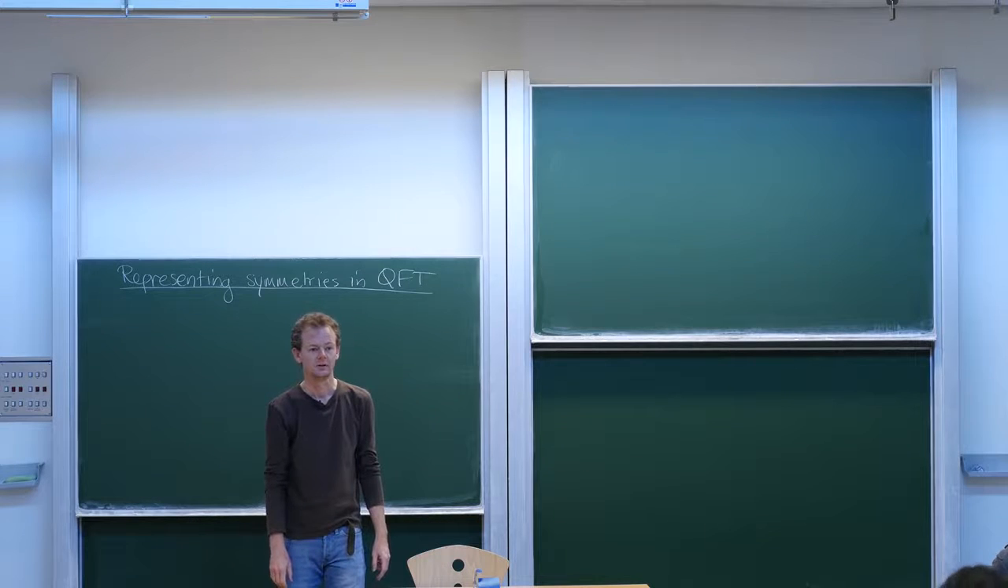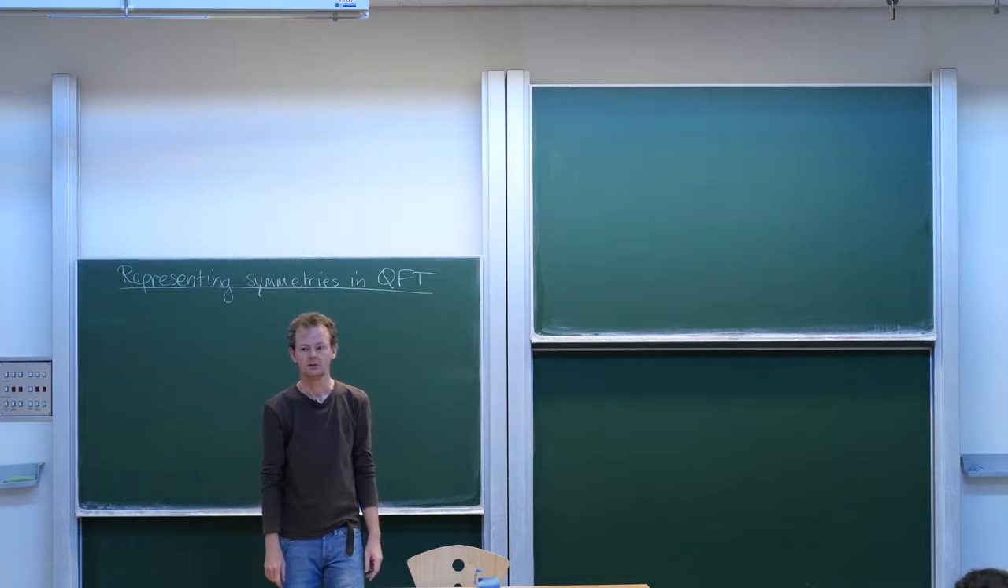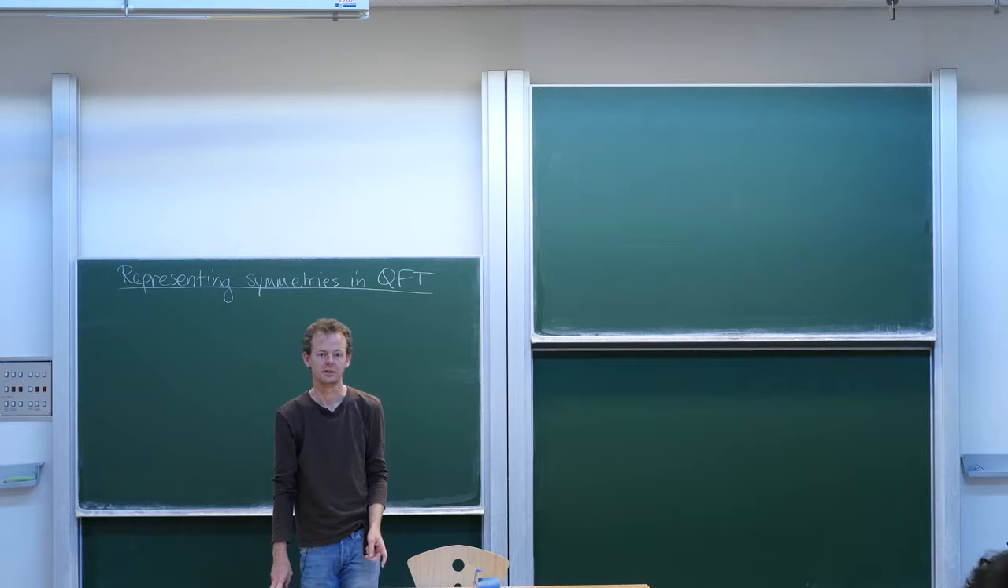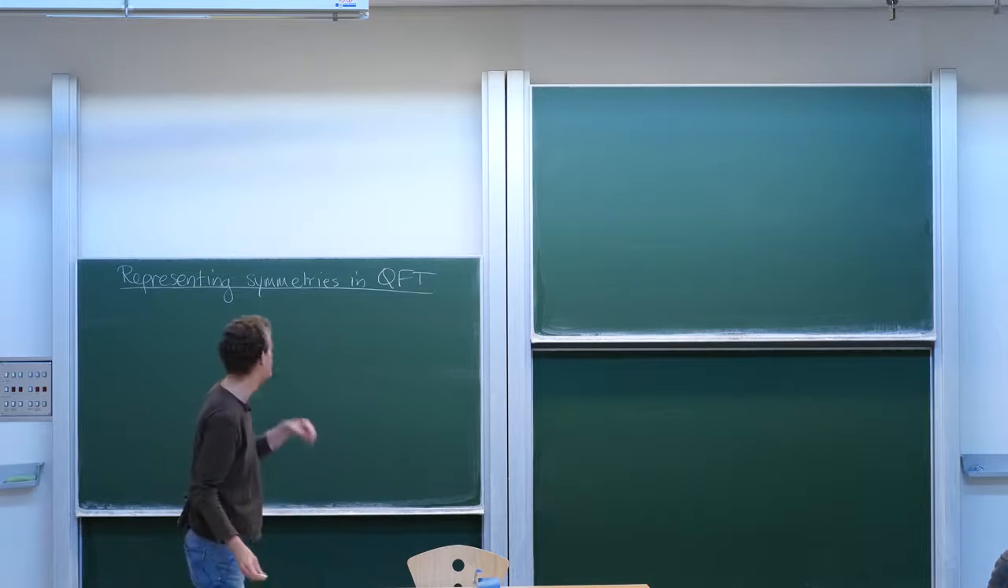Okay, welcome. Today we're going to complete our study of the quantum Klein-Gordon field by working out how the Lorentz group is unitarily represented on the space of states of the Klein-Gordon field.